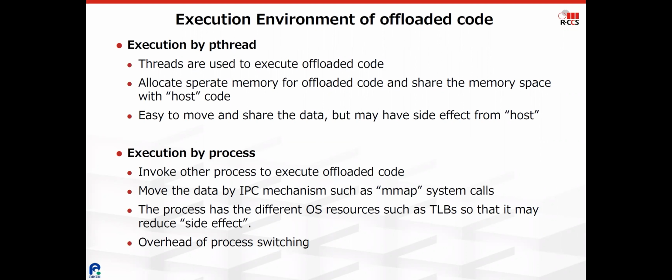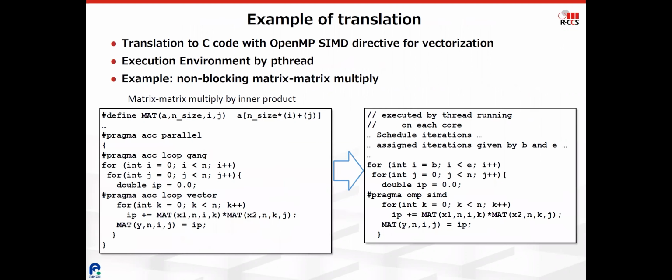It is easy to implement. And this is an example of the translation. This is a non-blocking matrix multiplication. Non-blocking is just the very conventional matrix multiplication. This is the description by OpenACC, and it can be translated to this code. This part is the scheduling of the loop by source transformation. But for vectorization, we are using the OpenMP compiler as a backend compiler.